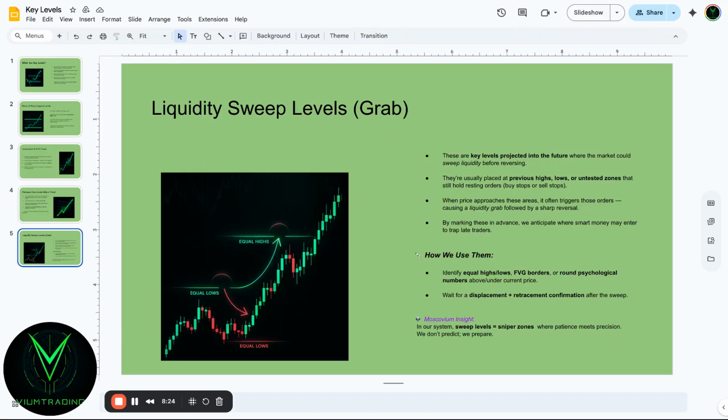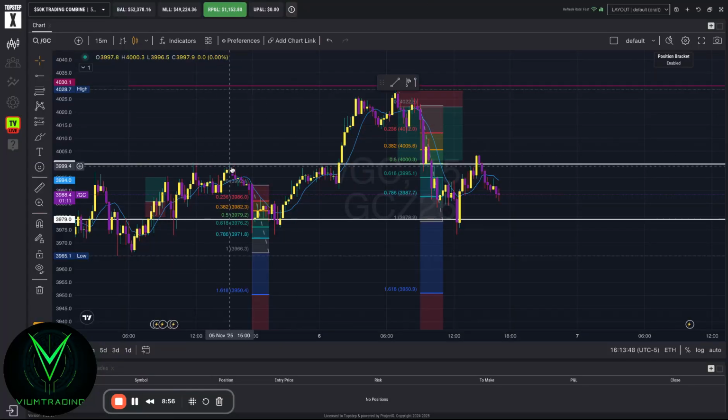This is the last one. I'm sorry, I think I didn't show you guys, but swap liquidity level. I haven't gotten to explaining what swap liquidity is yet, but this is a small example here of how you're going to use it and why swap liquidity is important, and mark those levels as well. They are usually placed at previous highs or lows on tested zones that still hold resting orders. Like I say, a lot of traders, when the market starts selling, go put the stop loss right here.